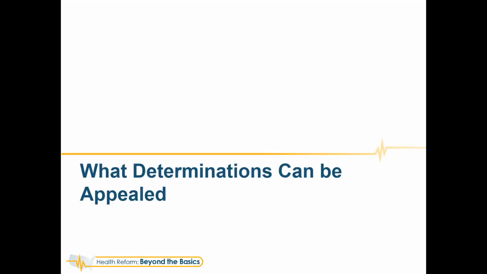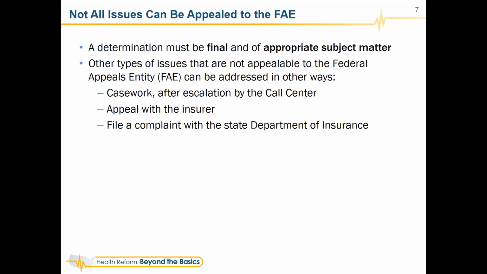The first set of issues that we're going to be talking about is what determinations can be appealed to this federal appeals entity. It's very important to understand what avenues people have, because there actually are different types of issues or questions that are going to go to different entities. If you try to appeal and you don't have an issue that is appealable, you're just going to be wasting time and not getting a result that you need. The most important thing for the federal appeals entity is an individual can only file an appeal of a determination that is final and that falls within the appropriate subject matter.